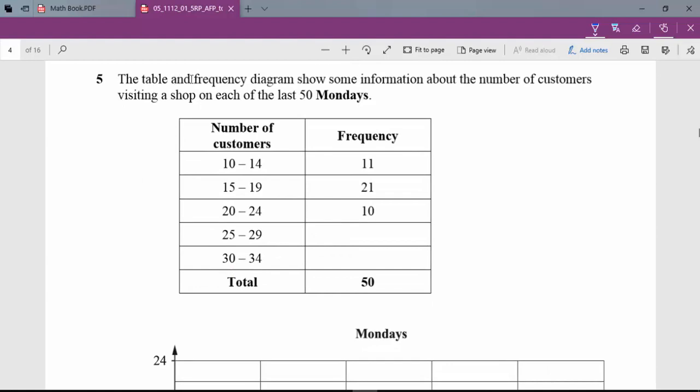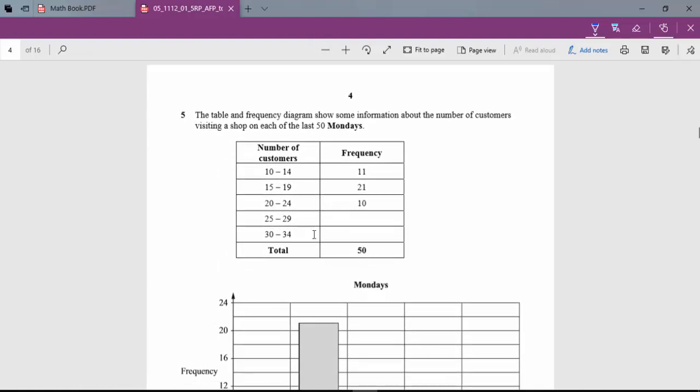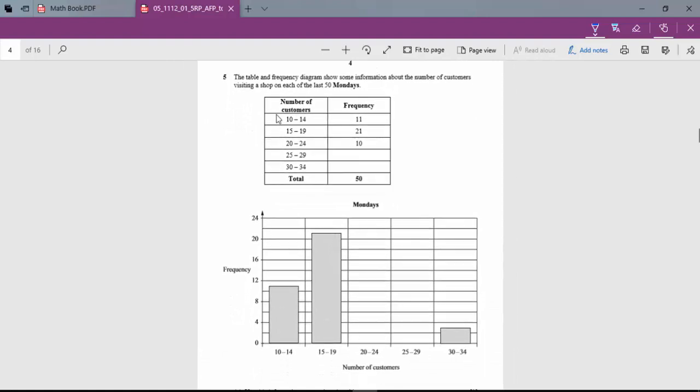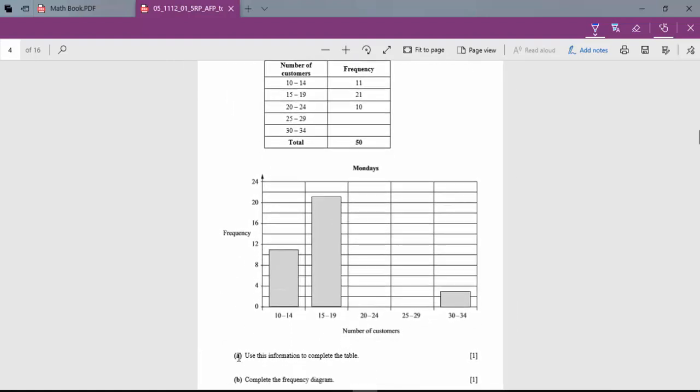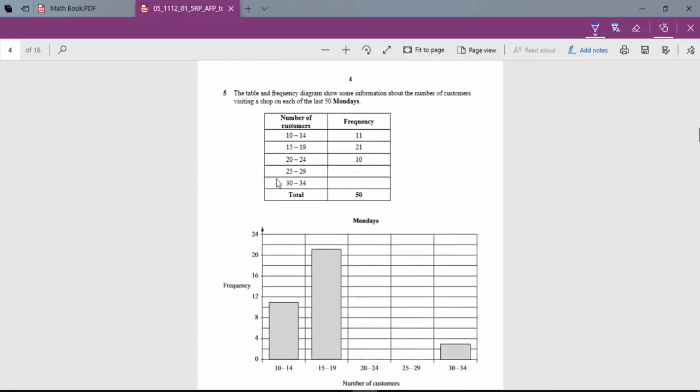Now the table and frequency diagram show some information about the number of customers visiting a shop on each of the last 50 Mondays. Okay, here. Now, what should we do? Use this information to complete the table. Okay, so 25 to 29 has no frequency, and it has no frequency here as well.